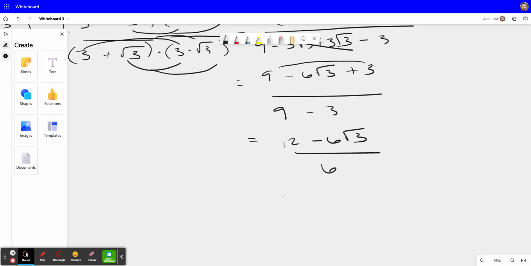After that, as you see, we're going to simplify that, and it's going to be 12 divided by 6 is 2, and then 6 divided by 6 is 1, which we can just leave as blank, and then root 3, and we have come to our answer.